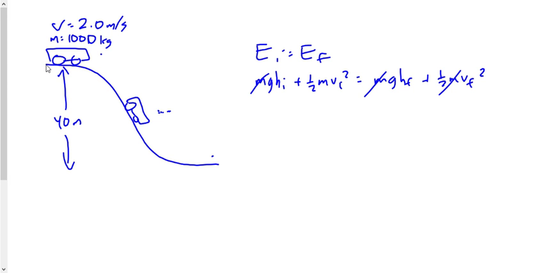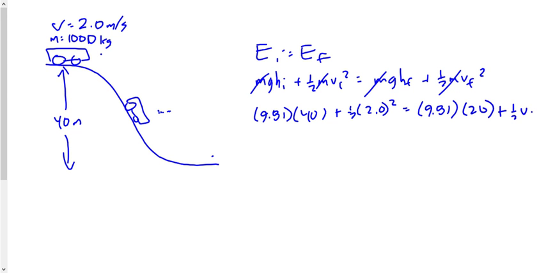We can cancel out masses because it appears in every term. We can say 9.81 times the initial height of 40 meters plus 1/2 of 2.0 squared equals 9.81 times 20 plus 1/2 VF squared. Mathematically a little bit trickier, but doable, right?